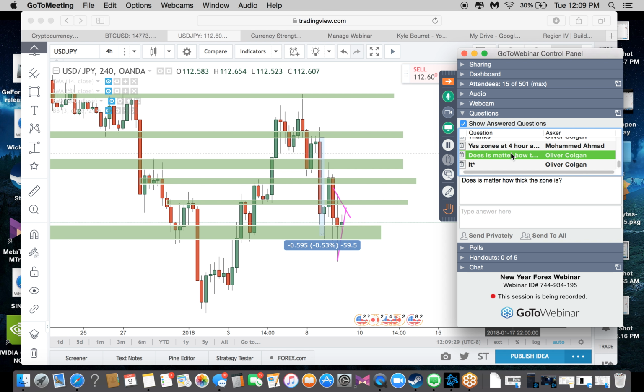Let me see what Oliver says. Does it matter how thick the zone is? Yeah, that's what I was just going over. If you're on the 4 hour time frame, don't make your zone like this.